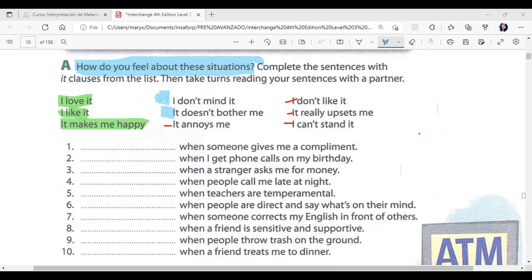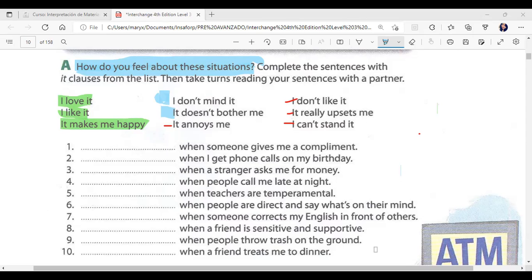And number 10 is for Sylvia. It makes me happy when a friend treats me to dinner. Okay, of course, right? Very good. Elizabeth, what did you answer for number 6? Elizabeth. I'm sorry, I'm working right now. I like it when people are direct and say what's on their mind. On their mind. No, it's okay. Perfect. Thank you.